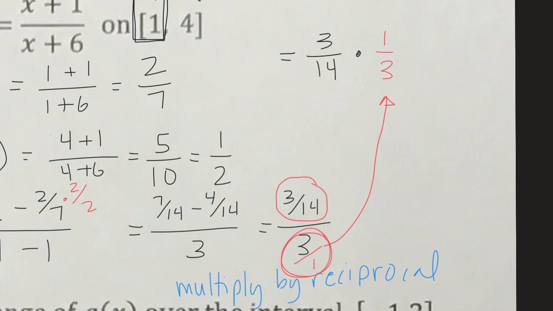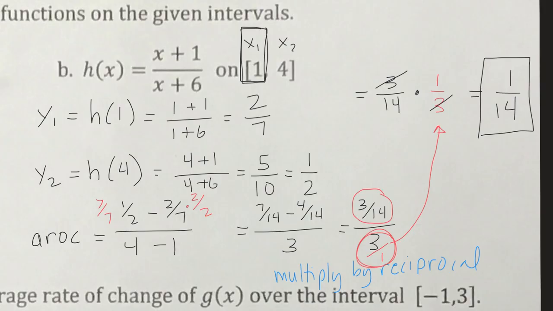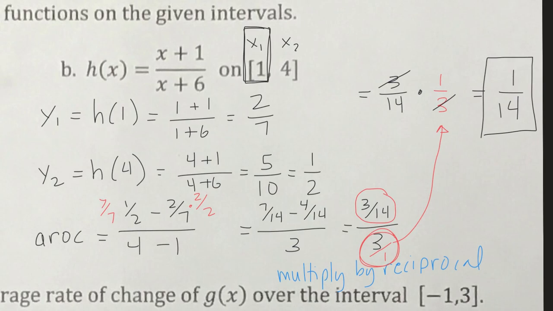Because how can we simplify 3/14 times 1/3? The 3 and the 3 divide out, right? Those ones divide to give you 1. So our final answer is 1 over 14. So the average rate of change of our h function from 1 to 4 is 1/14. The y value changes 1 and the x value changes 14.